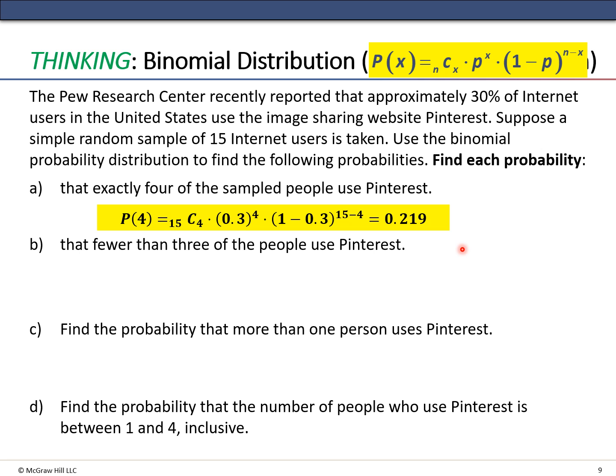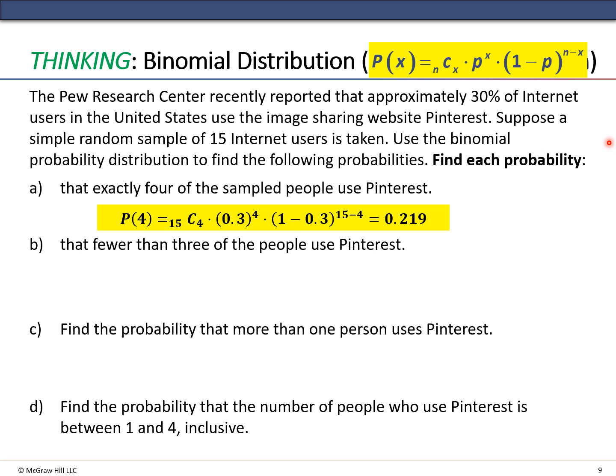Your TI-84 calculator can calculate this. And you also have the formulas if you need them to figure out the combinations. As we move forward, now we have to figure out specifically what each of these probabilities means. So for example, in B, fewer than 3 means the probability of 0, 1, or 2.